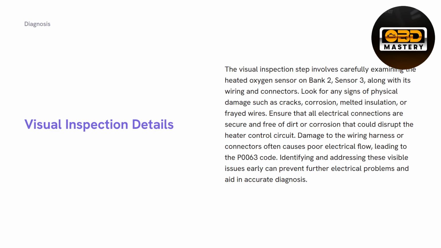Ensure that all electrical connections are secure and free of dirt or corrosion that would disrupt the heater control circuit. You'd be surprised that a very small connection error can short specific components, so it's best to check those and get to the bottom of that. Damage to the wiring harness or connector often causes poor electrical flow, leading to the P0063 code. So identify and address these as soon as possible if you can.